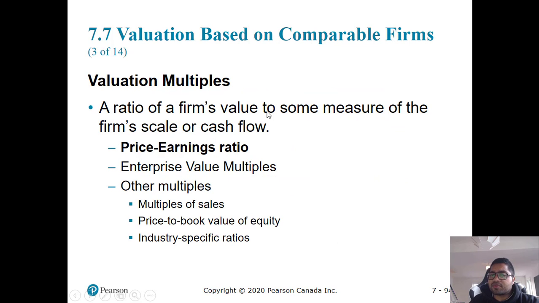A ratio of the firm's value to a measure of the firm's scale or cash flow is a valuation multiple. So the first one that we are going to look at, there are 3 or 4 multiples that the book discusses.